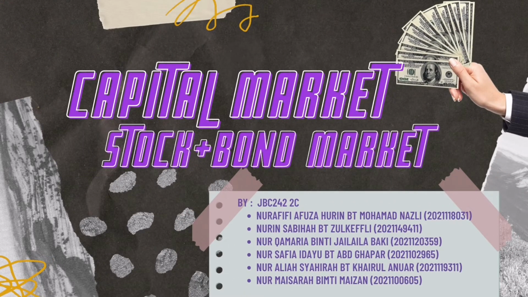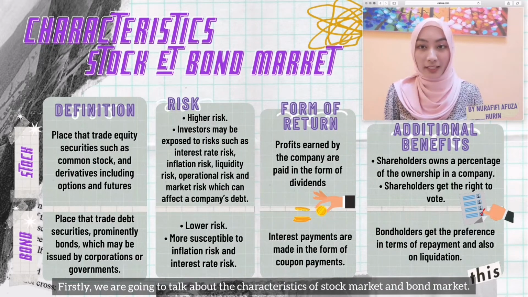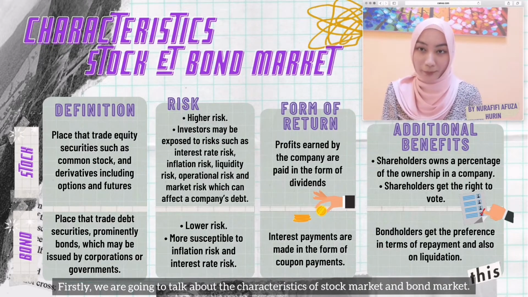In this video, we're going to talk about the capital market, which consists of the stock and bond market. Without any delay, we will go into the first point. Firstly, we are going to talk about the characteristics of the stock market and bond market.